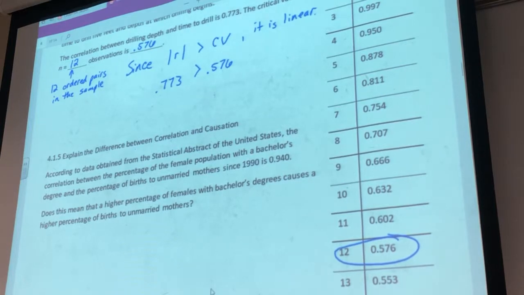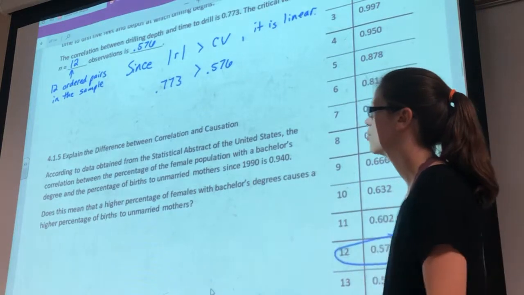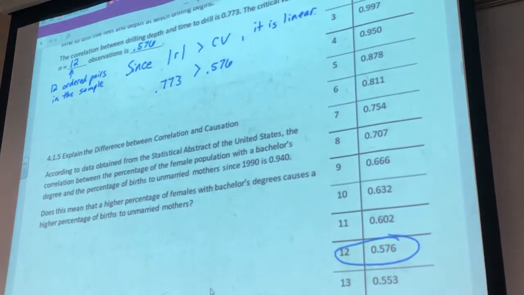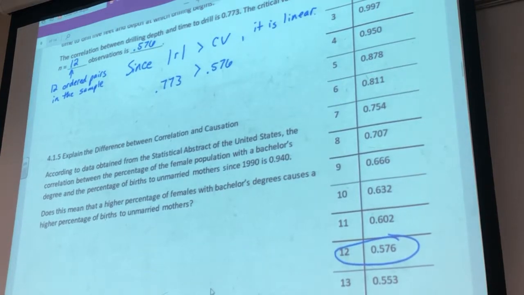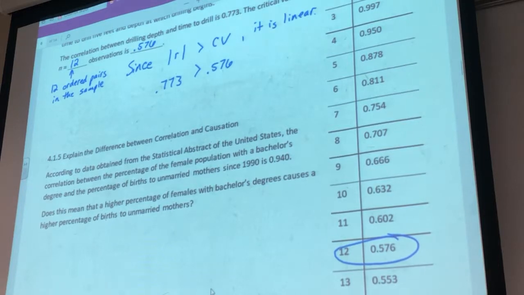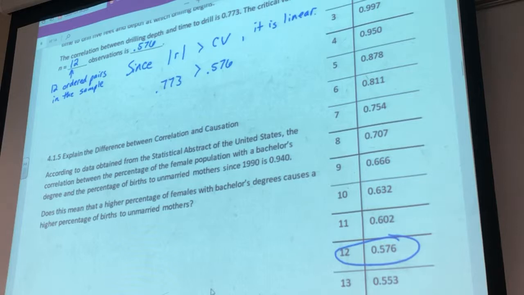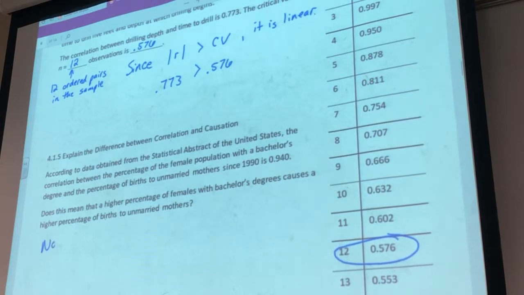And so they ask, does this mean that a higher percentage of females with a bachelor's degree causes a higher percentage of births to unmarried mothers? So if we take a bunch of women without degrees and put them through the program, give them a bachelor's degree, does that mean that there's going to be an increase in the number of births to unwed mothers? So the answer to that one is going to be no.